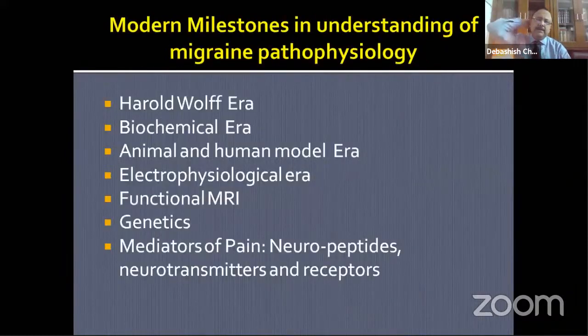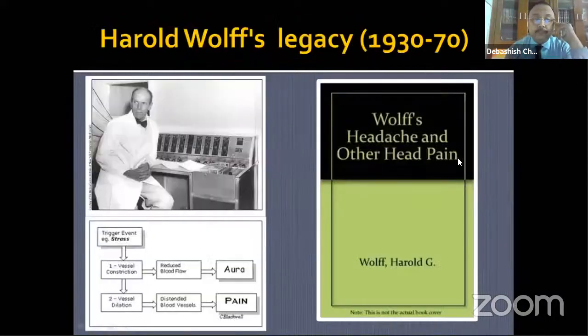So there have been a lot of milestones in understanding migraine pathophysiology. One was starting from Harold Wolff, and then we progressed to a lot of important landmarks, including the electrophysiological data, the functional MRI, the genetics. And of course, now we are moving to the neuropeptides, neurotransmitters, and receptors in the era of molecular biology. So this was Harold Wolff. He actually ruled the headache world for about 40 years.